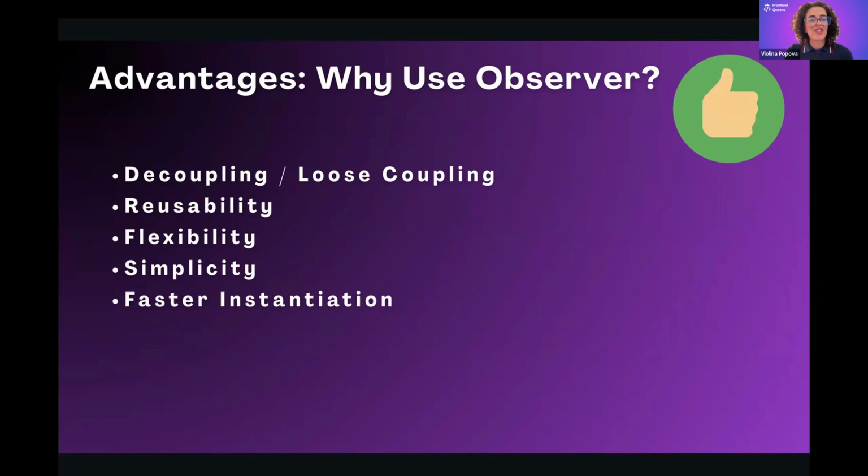The next advantage of using observer is reusability. Both subjects and observers can often be reused in different contexts as they have fewer direct dependencies. And flexibility: it's easy to add new observers without modifying the subject and vice versa. This supports the open-closed principle, open to extension, closed for modification.